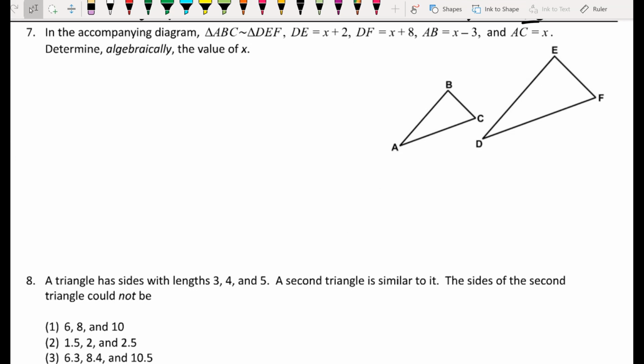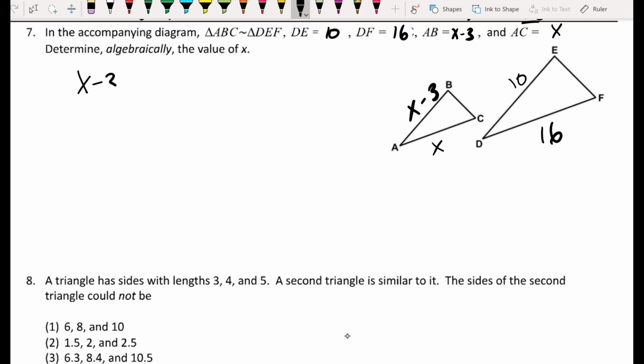For number 7, in the accompanying diagram, triangle ABC is similar to triangle DEF. Some of these labels I need to change just a little bit, so let's see. If DE equals 10, DF equals 16, AB equals x minus 3, and AC equals x, determine algebraically the value for x. Looks to me like I'm going to set up another proportion here, but let me just label my sides. x minus 3 is AB, AC is x, DE is 10, and DF is 16.